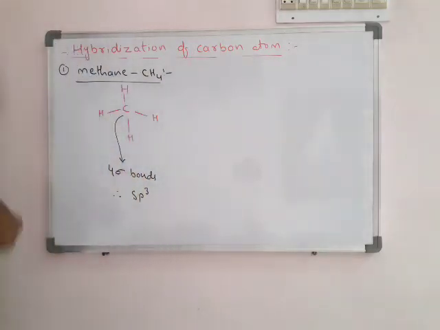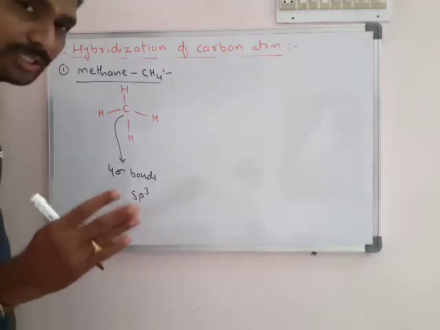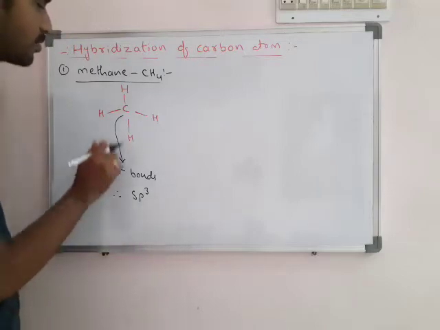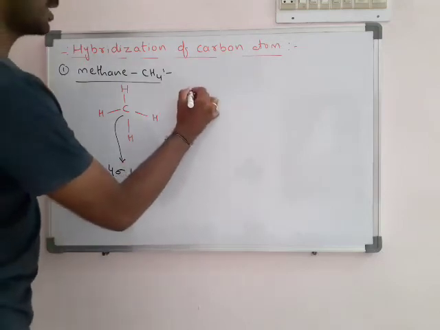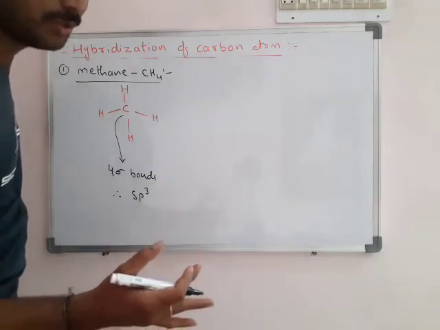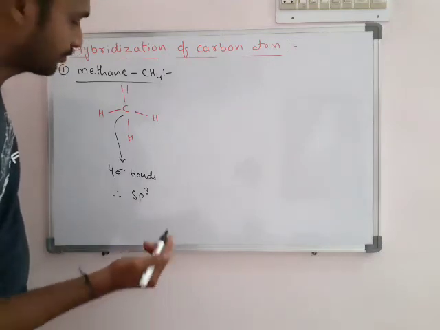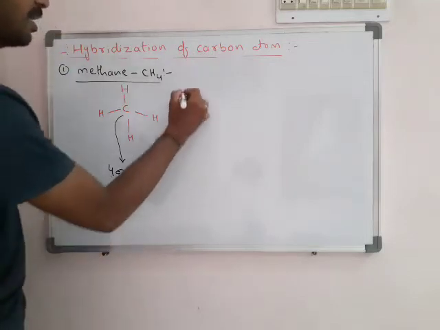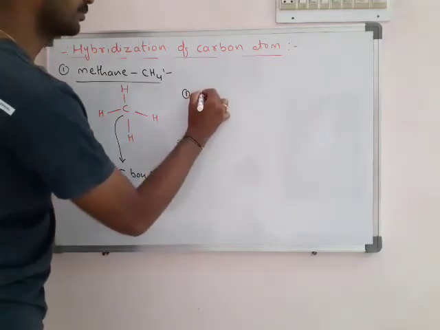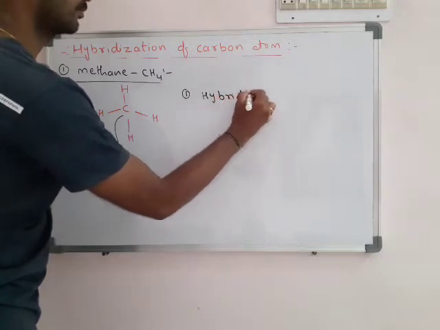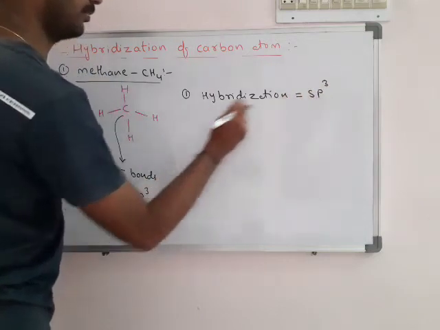So sp3 hybridization. Any form of sp3 means 4 hybrid orbitals will form. How many carbon atoms? Only one carbon, so 4 sp3 hybrid orbitals. So it has 4 hybrid orbitals. What is the hybridization is one type of question. Next, how many hybrid orbitals are present? For a molecule, we have to write 3 points. The first: hybridization of carbon equals sp3.